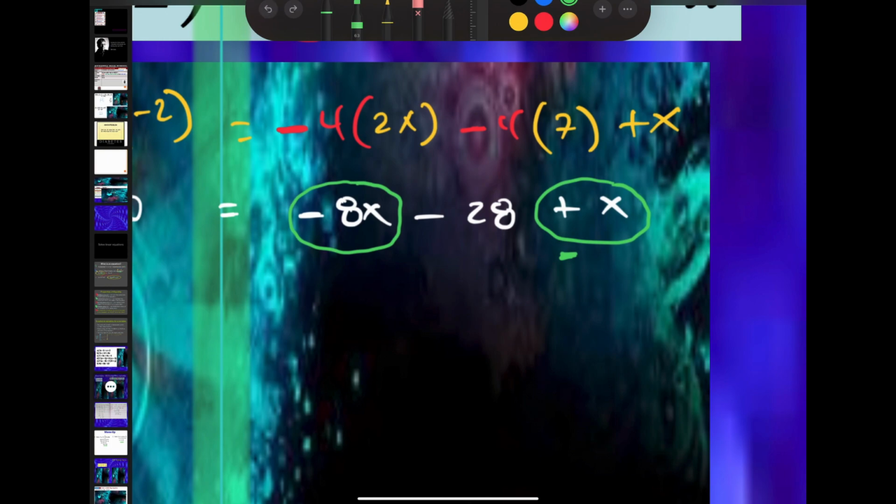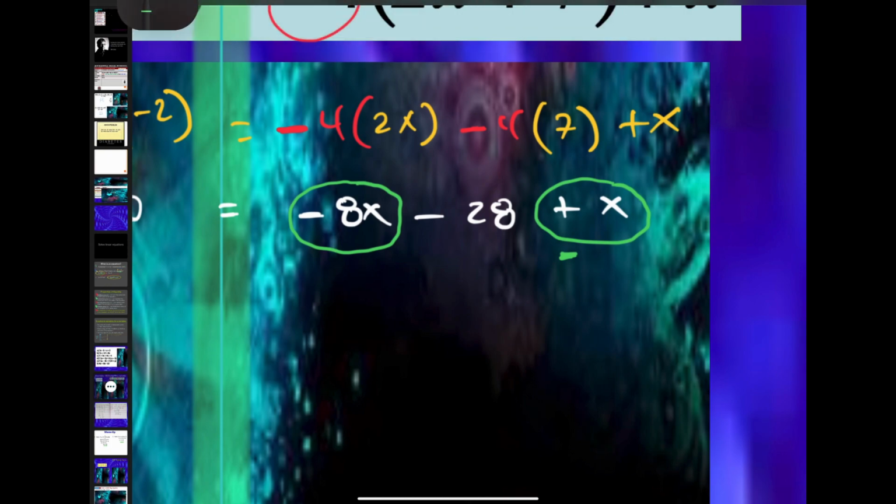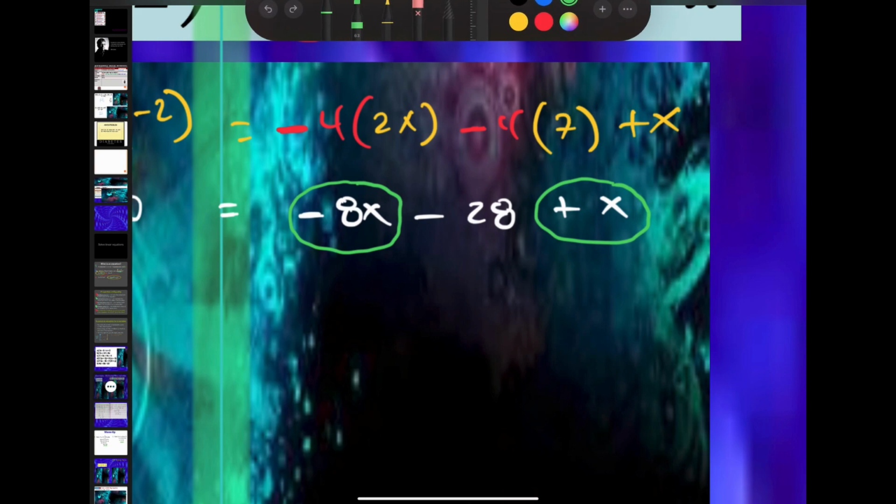If you're on one side, all you have to do is combine like terms. Everyone say combine like terms? And when we combine like terms, all you have to do is just look at the coefficient or the number in front. Class, what's negative 8 plus 1? Negative 7. That becomes negative 7x.